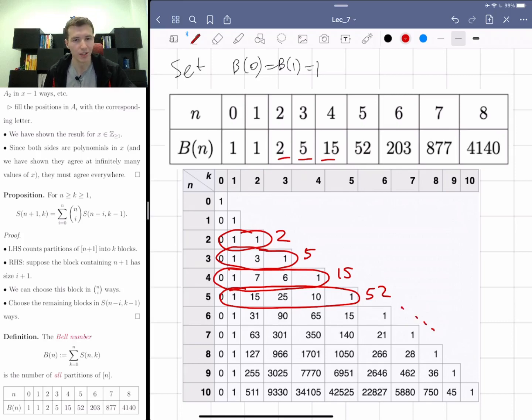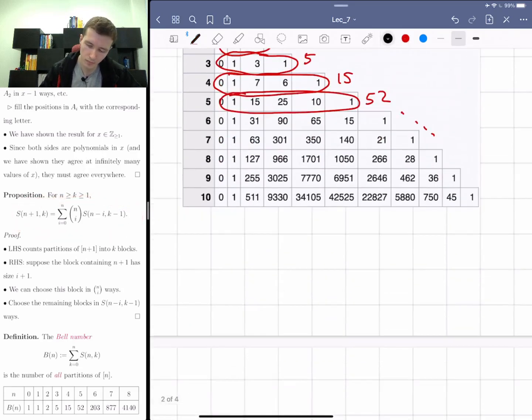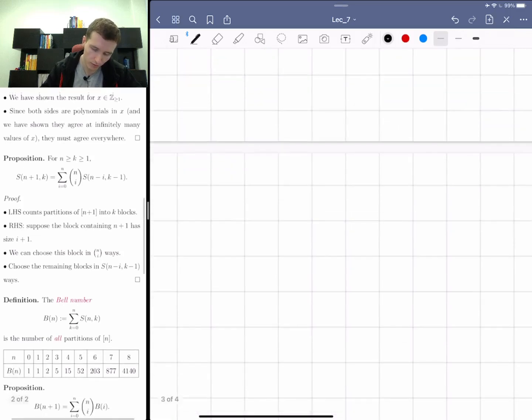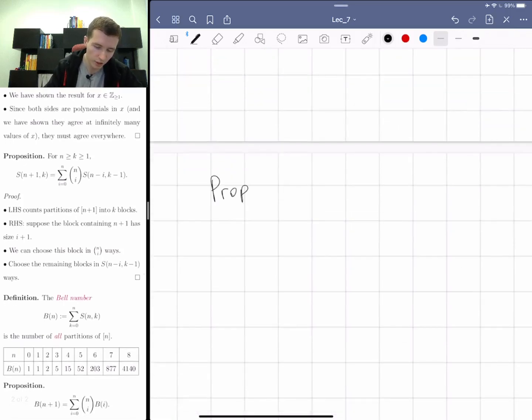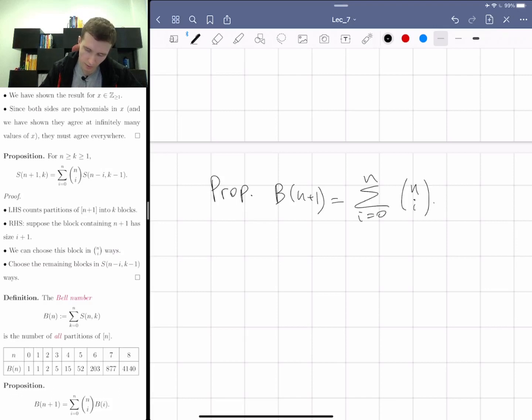Again, the Bell numbers are just like Stirling numbers. It's hard to give a direct formula, but similarly to the recurrence I had here, let me try to give a similar recurrence for the Bell numbers. So here's a proposition. You can compare it to the proposition I had for the Stirling numbers, and it looks literally the same, except that there is no k anymore. So B(n+1) is equal to the sum, for i from 0 to n, of n choose i times B(i).